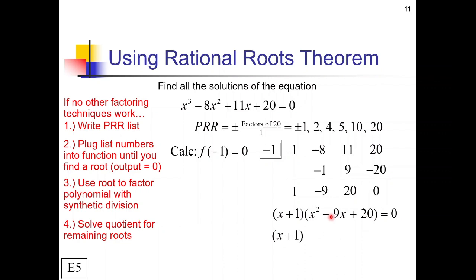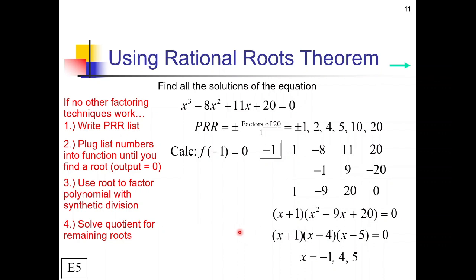So that should be, let's see, 1 and 20 doesn't work, 2 and 10 doesn't work. 4 and 5, if they're both negative, would give me -9. So we have x minus 4 and x minus 5. And then zeroing each of these out, we have x equaling -1, +4, and +5.